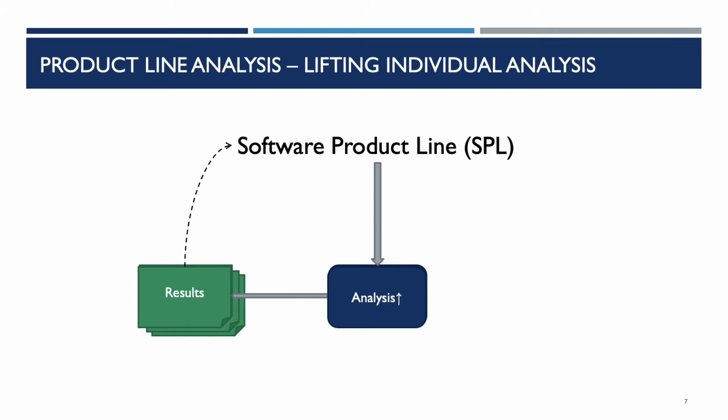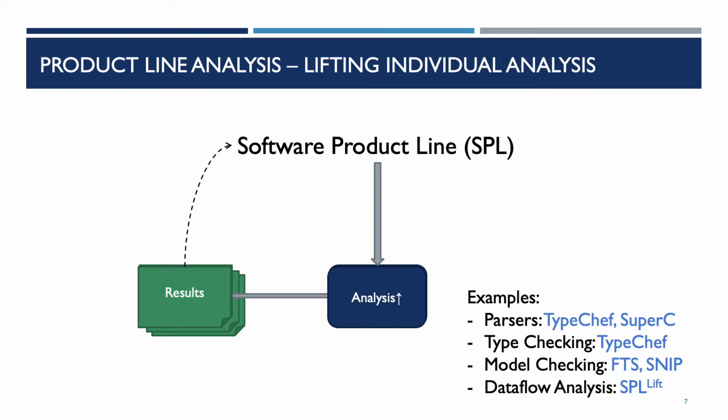So the practical approach that has been followed for the last decade or so is to take an existing analysis and redesign it and re-implement it so that it becomes variability aware, which means it can actually handle the kind of variability available in software product lines. Some examples of this approach are TypeChef and SuperC, which are both variability-aware C language parsers. TypeChef is also a variability-aware type checker. Feature transition systems and SNP are examples of variability-aware model checking, and SPL Lift is a variability-aware data flow analysis framework for Java programs.